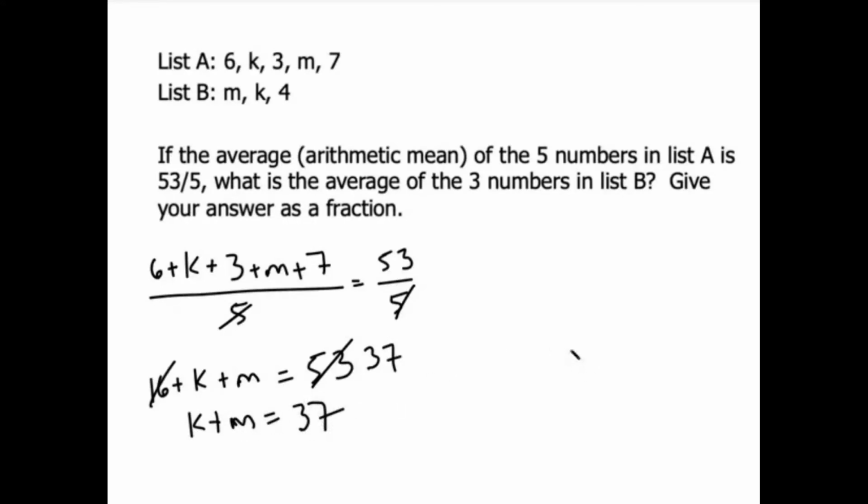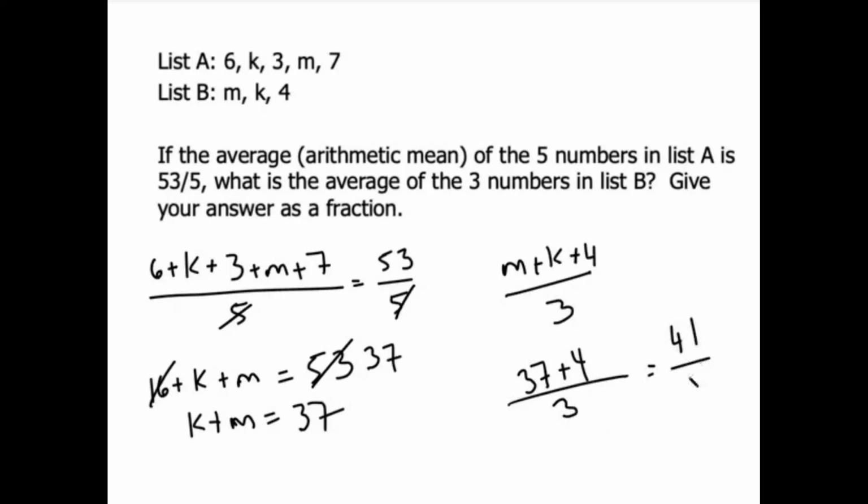There it is. And now I want to know the average of M, K, and 4. Well, the average of M, K, and 4 is M plus K plus 4 divided by 3. And I already know what M plus K is. I figured it out over here. M plus K is 37. So that's 37 plus 4 over 3, which means that the average is 41 over 3. And that is my answer.